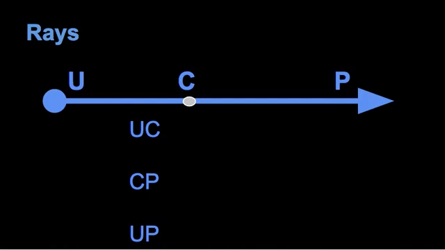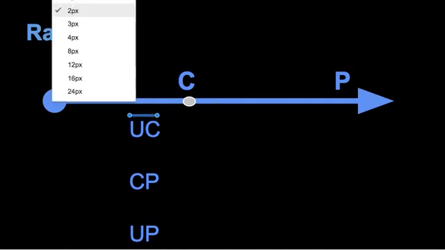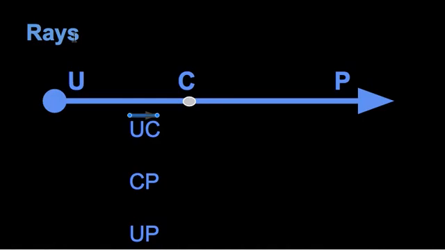I can also have another point on my ray, sometimes more points, and this would be the same thing. We would say ray UC, ray CP, and ray UP. So that's how you would do the shorthand.